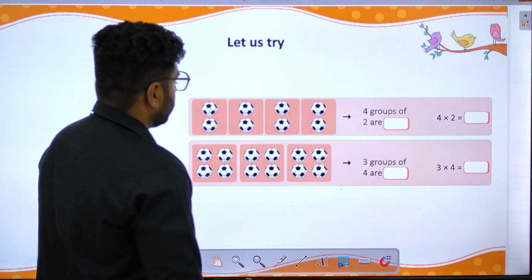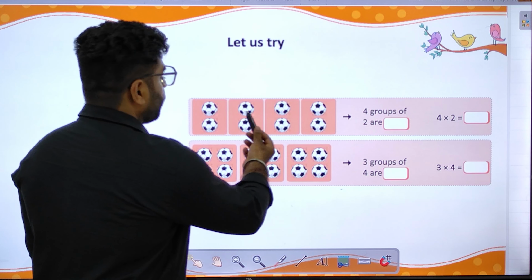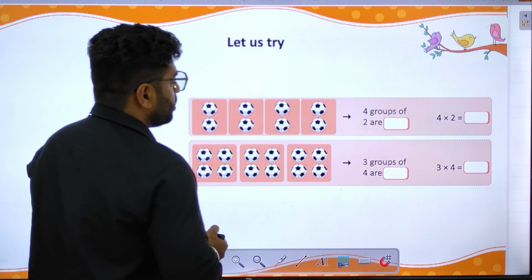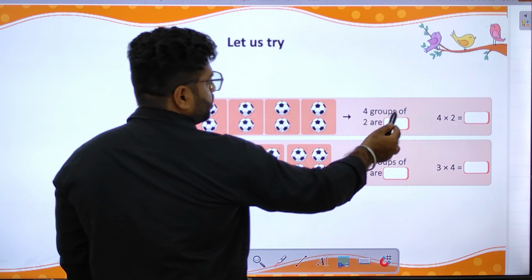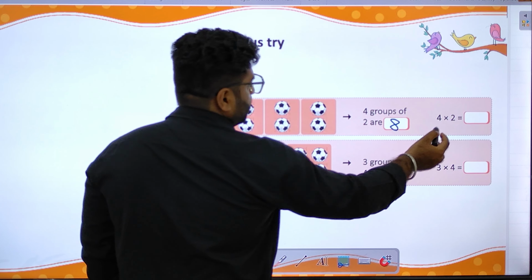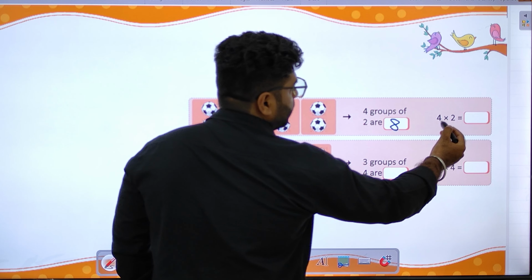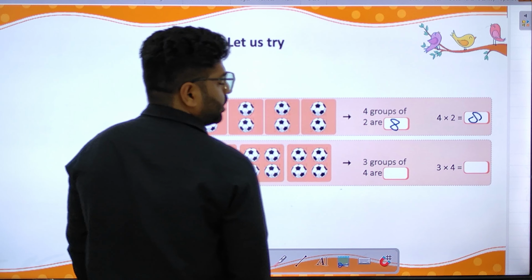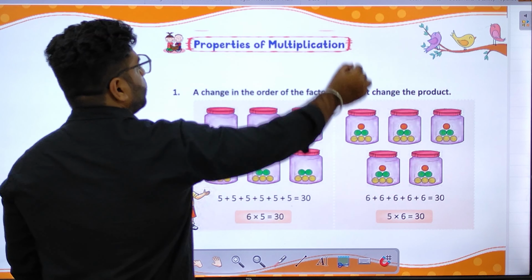So let's just try. We are having four groups of two footballs. So we can say that four groups of two are 8. Because I have learned the table, I can write easily 4 twos are 8. Clear? The next part is for you.